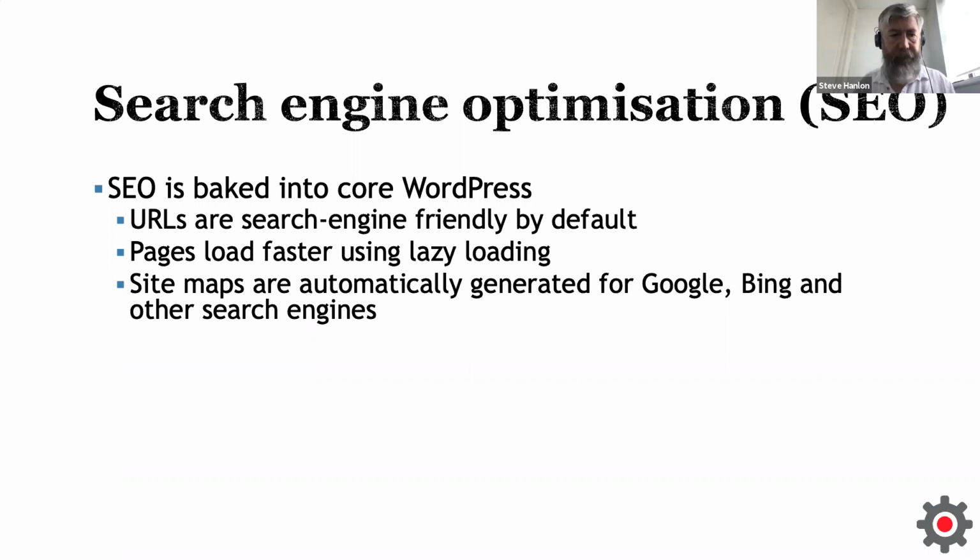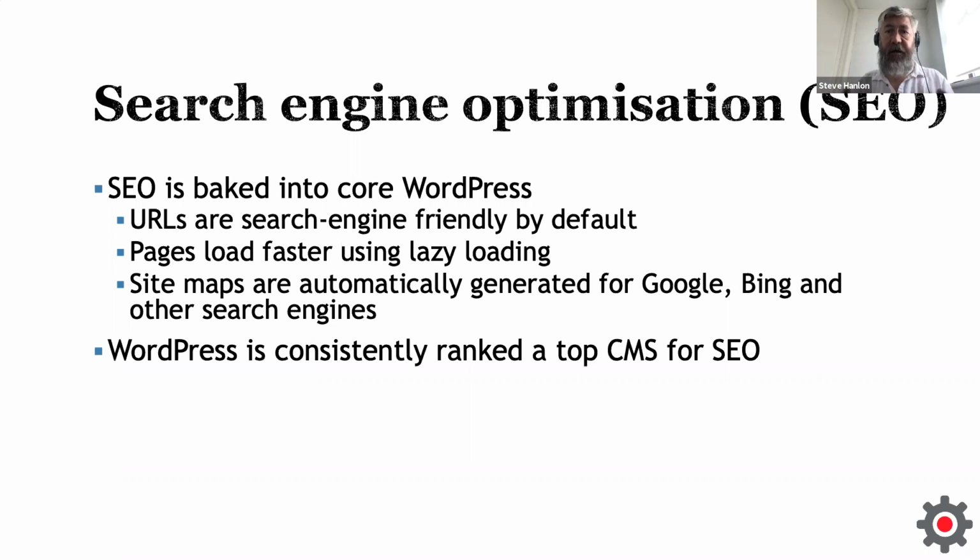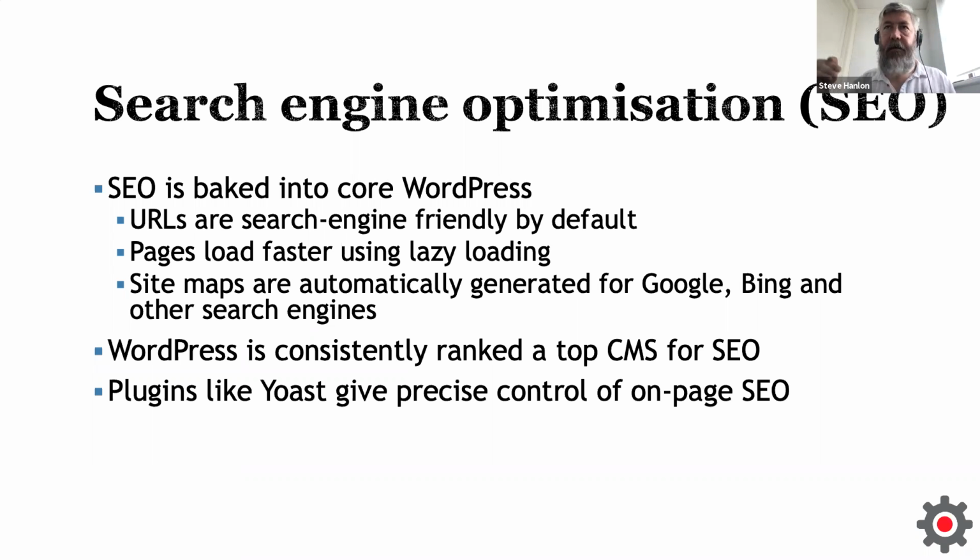And it also generates things like sitemaps. And again, Google and other search engines use sitemaps in order to be able to understand what's on your site. So it needs to know what's on your site. It needs to then go to it and then read and understand what's on it. And so WordPress gives it a lot of that information to start with. And as a consequence, it's consistently ranked very highly as a CMS that is good for SEO. And then you can finesse and take that SEO further using other plugins.